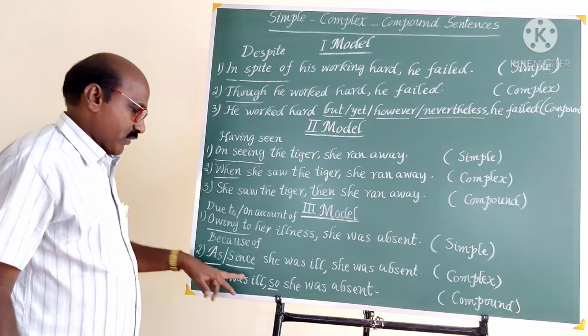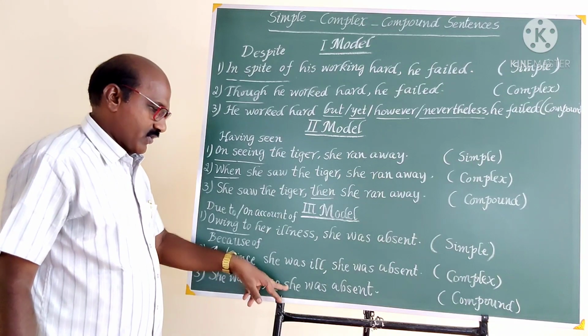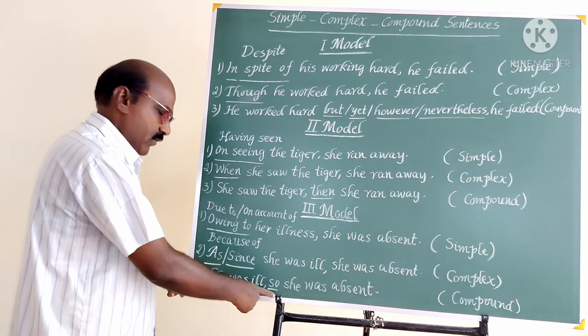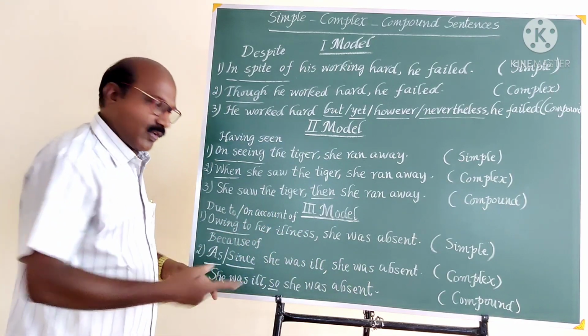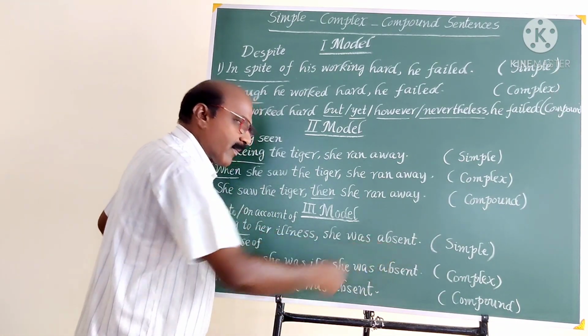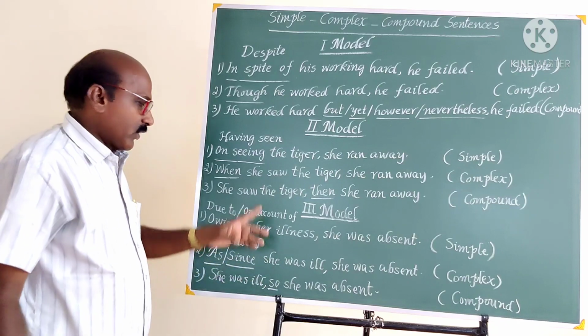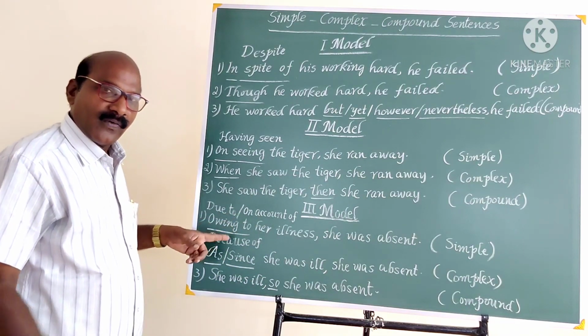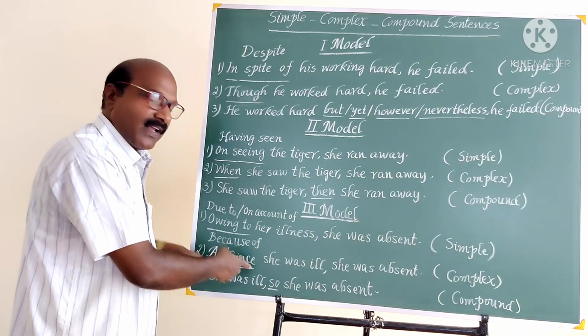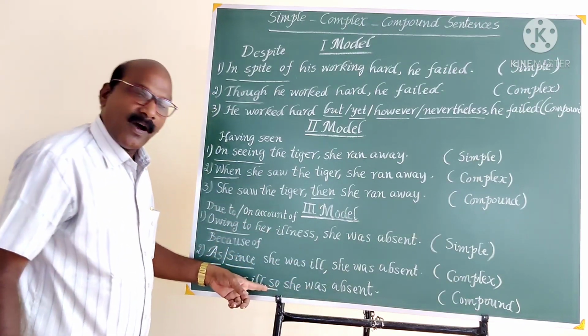And next compound, she was ill, so she was absent. She was ill, one main clause. She was absent, another main clause. Combination of two main clauses is compound sentence. In this model, if you find owing to or due to or on account of or because of, use as or since in complex and so in compound.